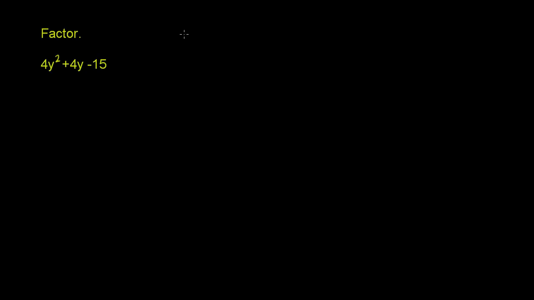So we're looking for two numbers whose product, let's call those a and b, is going to be equal to 4 times negative 15, or negative 60. And the sum of those two numbers, a plus b, needs to be equal to this 4 right there. So let's think about all the factors of negative 60 or 60. And we're looking for ones that are essentially 4 apart, because the numbers are going to be of different signs, because their product is negative.